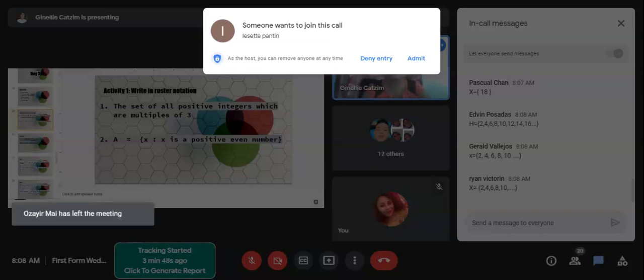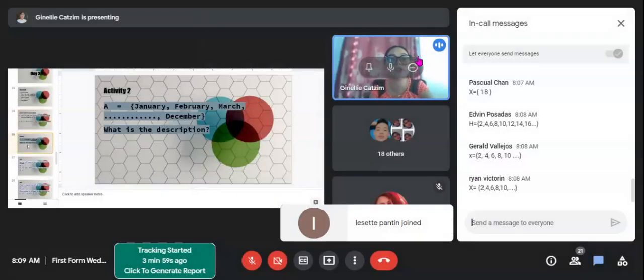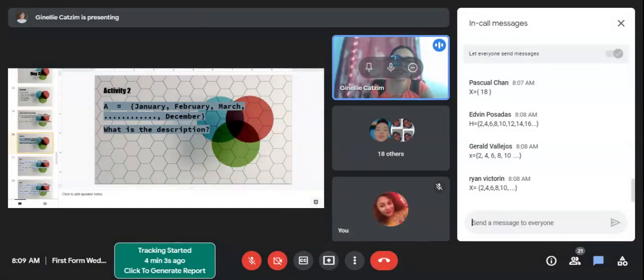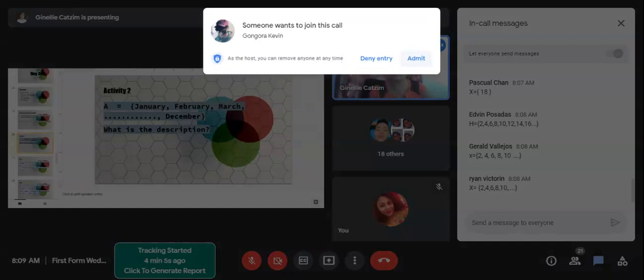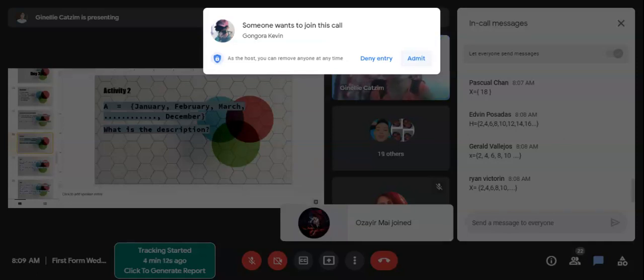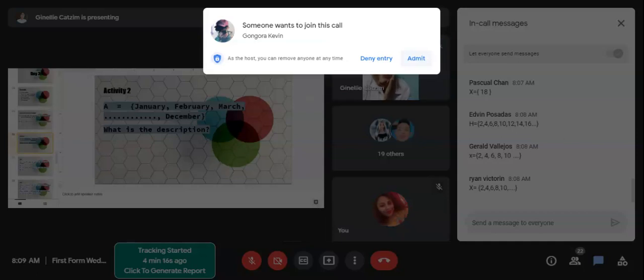Okay, so now that you have known a little bit more about roster notation and semantic form that we covered on Monday, for this one, look at the set and tell me, what is the description of the set? What is the description of this set? The months of the year, Miss. This is the months of a year. Very good. It is the months of a year.